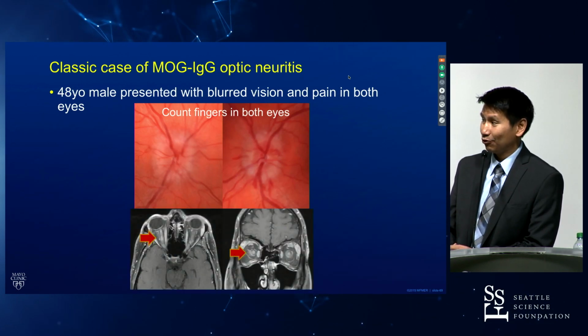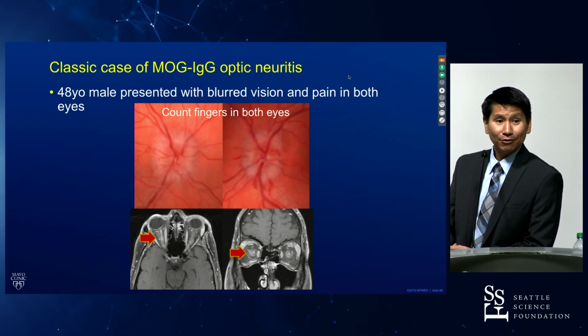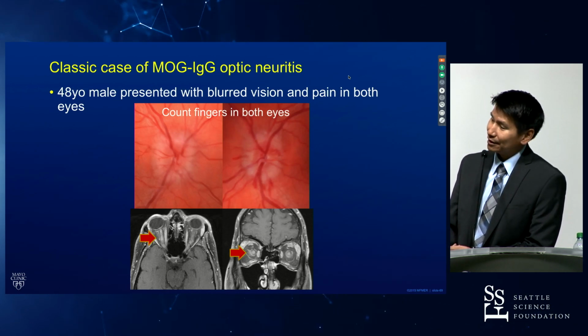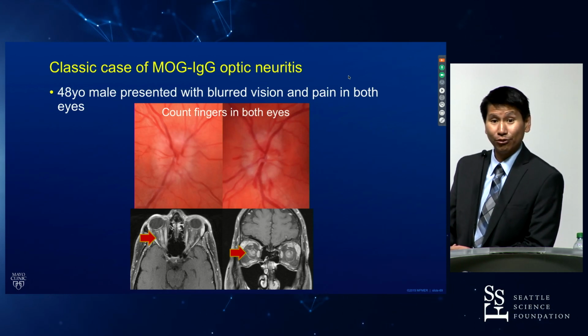So we get an MRI of the orbits, and you can see enhancement of both optic nerves. And what's interesting is the enhancement actually isn't just within the optic nerve itself. It spills into the optic nerve sheath and the peribulbar fat.